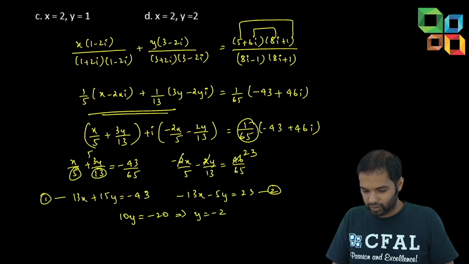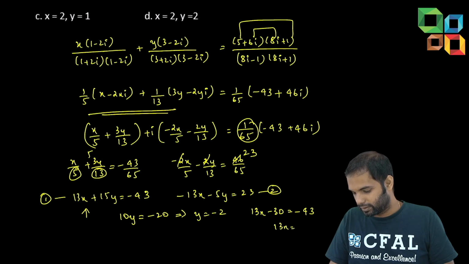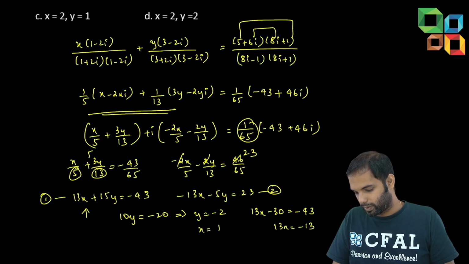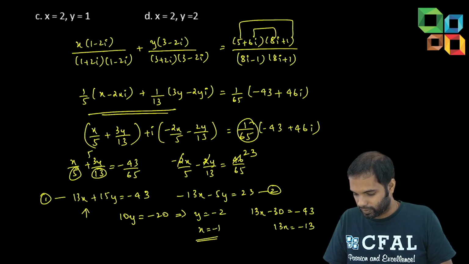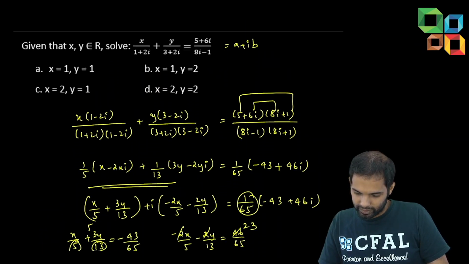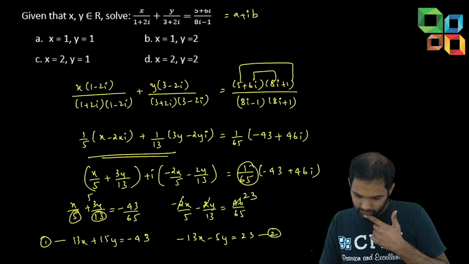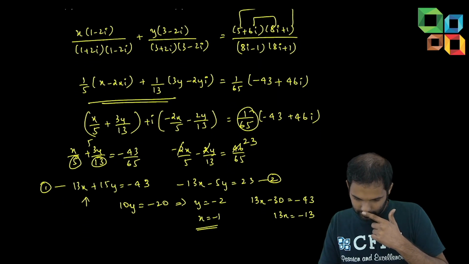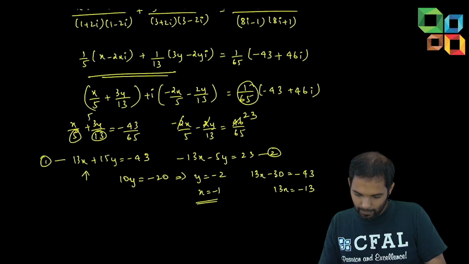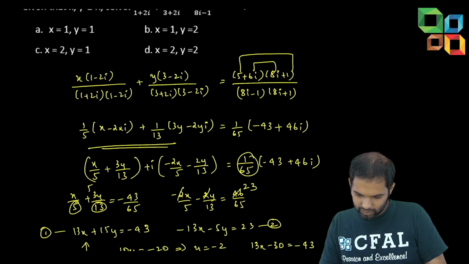If my y is minus 2, simply substitute in any one of the equations. 13x minus 30 is equal to minus 43. Or 13x is equal to, say, minus 13, or x is equal to 1. Sorry, minus 1, right? Minus 13 by 13. Okay. So your answer is y equal to minus 2. Oh, we don't have minus 2 in the options. Okay, I think one of the options is supposed to be minus 2 and minus 1.